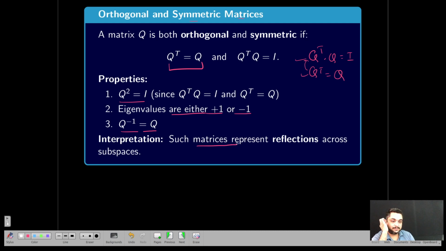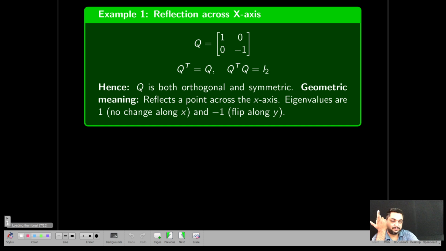Such matrices help us to represent reflections across subspaces. The projection is different, reflection is different. Now, reflection across x-axis. Let us take an example. What it means? So Q equal to 1, 0, 0, minus 1. This is nothing but, if I say this is x, y, right? If I take xy, this is nothing but I am saying x equal to minus y, or y equal to minus x.